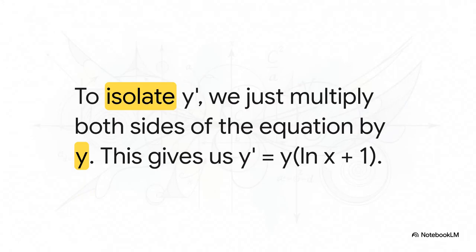Simple. We are on the home stretch. This is the beginning of our final step. Step 4, solve for y prime. To get y prime all by itself, all we have to do is multiply both sides by y. That leaves us with y prime equals y times the whole quantity of ln of x plus 1.